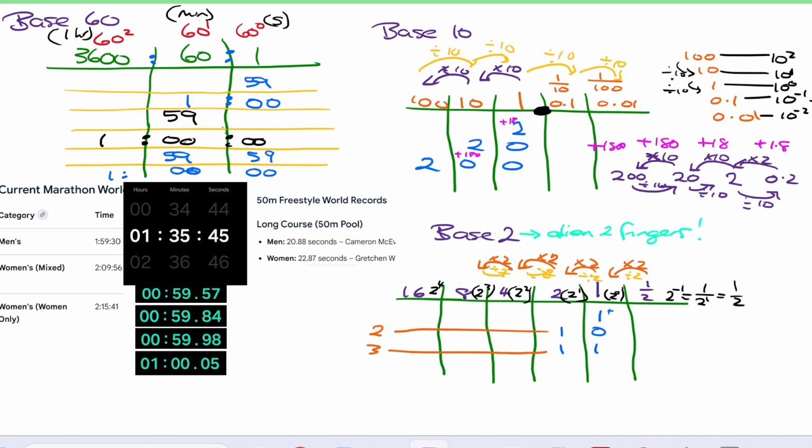If I add 1 more to that, then this becomes a 0 because I cannot have anything other than a 0 or 1 in a column. And then I get 2, except I can't do that because that's a no-no. I can only have a 0 or a 1. So then I kick over, and I've got 1 here. And that would give me 4. And you can see where the 4 comes from because I've got a 1 in the 4 column.